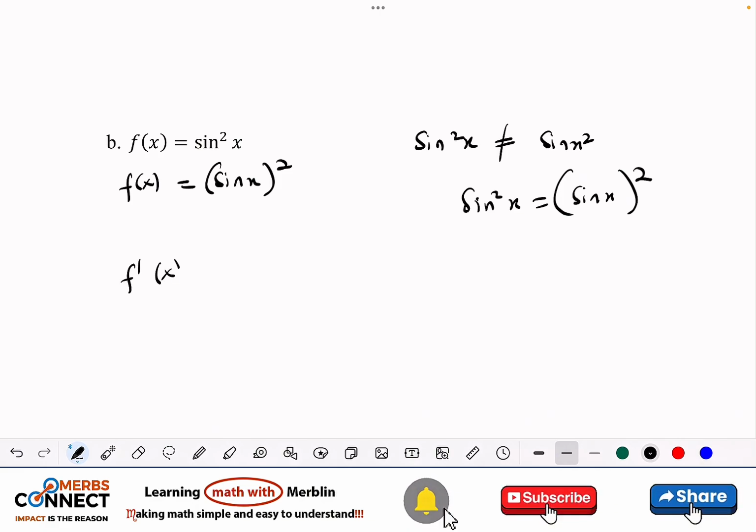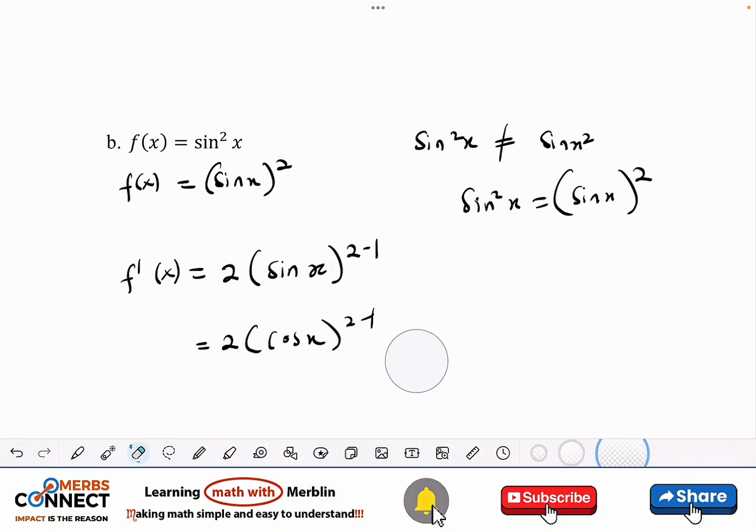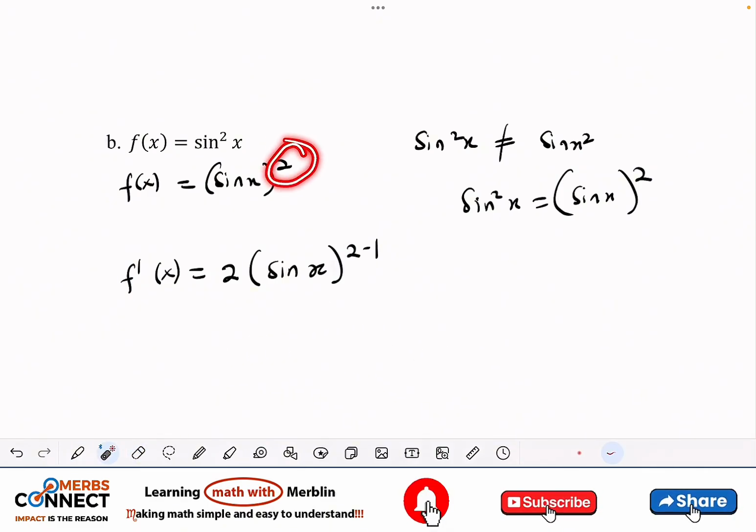F prime of x will be equal to, so 2 will drop down. Then I don't touch the one in the parentheses, right? So I don't touch the one in the parentheses, and 2 minus 1, right? 2 comes down. Don't touch what is inside the parentheses, because I see that some people, when they are doing this, they will do it like this: 2 and differentiate sine and get cos, and then have this. This is kind of wrong. So you don't touch what is inside the parentheses when you are applying the power rule for the squared.